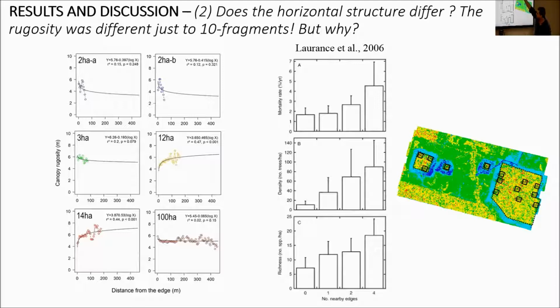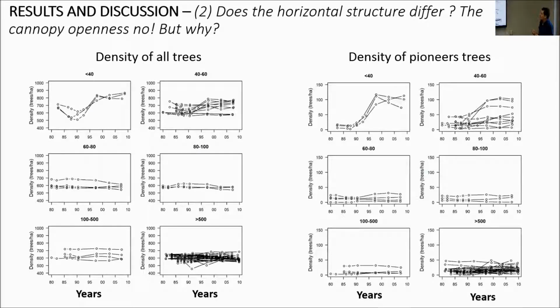And what you can see here is that there's more mortality in the smallest fragments. I already explained this. It shows the same results, just supporting our hypothesis. Okay, and why is the canopy openness not different? Because of time. Look what happened. We lost a lot of density or biomass too, but there's a recovery, a resilience effect of the restoration.